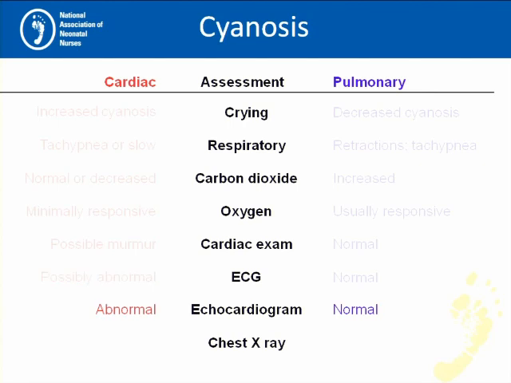Echocardiogram shows abnormal findings with cardiac etiologies. Echocardiogram shows normal findings with pulmonary etiologies. Chest X-ray indicates abnormal shape, size, and heart position with cardiac etiologies. Chest X-ray shows lung disease with pulmonary etiologies.